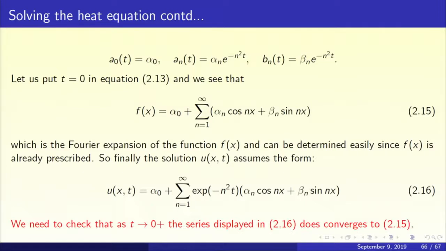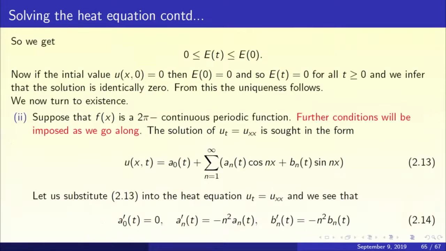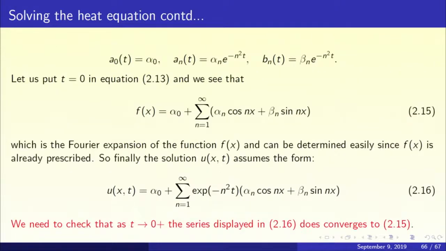beta n, another constant. So put t equal to 0 in 2.13, your u of x, 0 is f of x. So what do you get? f of x equals alpha naught plus summation n from 1 to infinity of alpha n cos nx plus beta n sin nx. Again our good old friend, the Fourier series for f of x, equation 2.15. But from 2.15 you can calculate alpha naught, alpha n and beta n using the formula for the Fourier coefficients, and you just have to construct your solution 2.16.